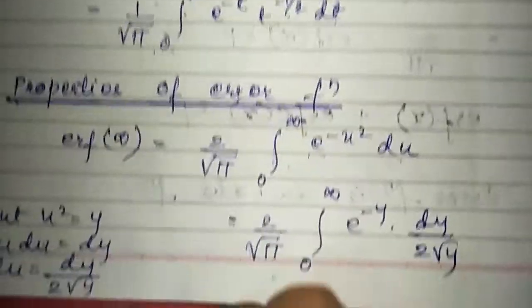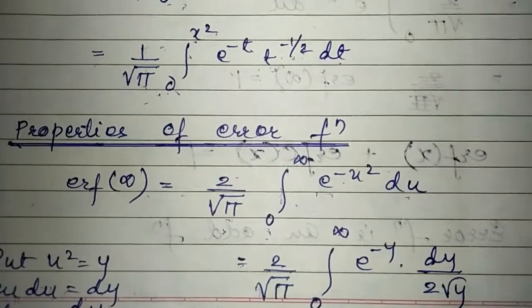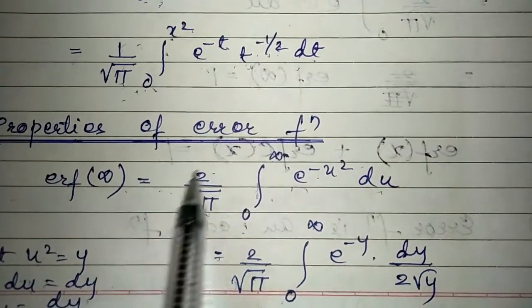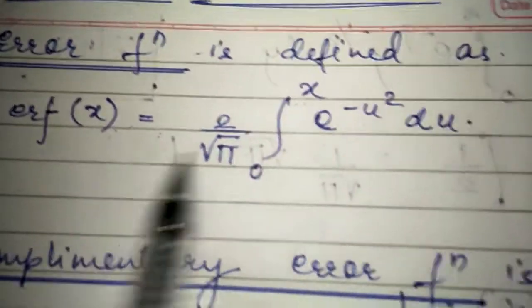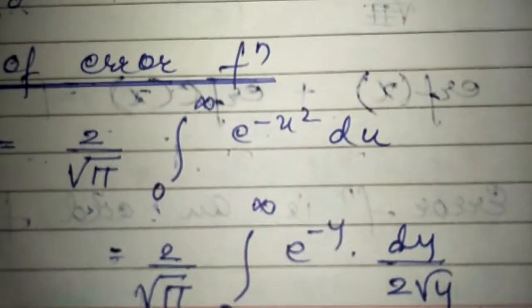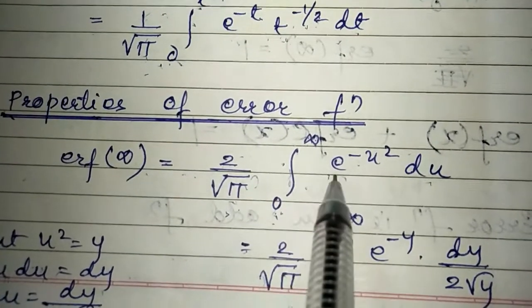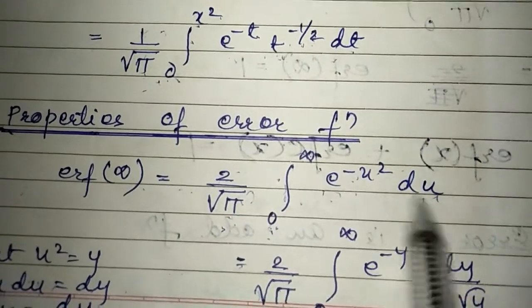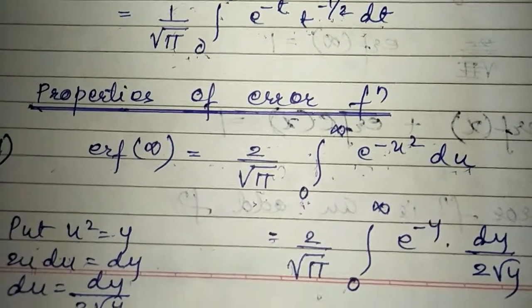Now we'll see some of the properties of error function. Now the first property, error function of infinity. What will it be? Error function of x is 2 upon root pi integral 0 to x, so error function of infinity is 2 upon root pi integral 0 to infinity e raised to minus u square du. Now we'll substitute u square is equal to y.